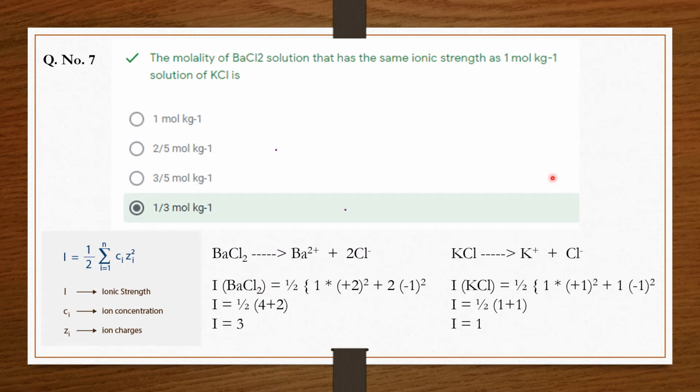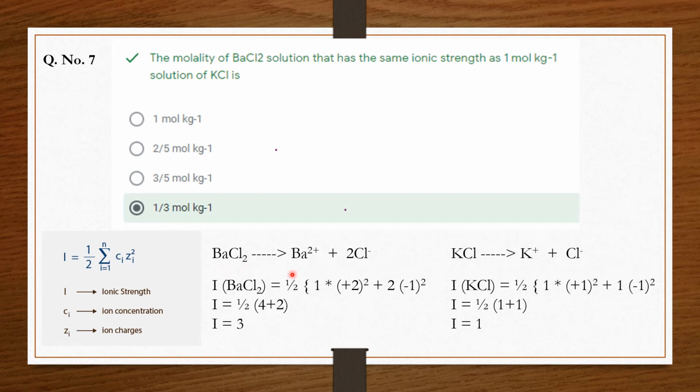And the next question is: the molarity of barium chloride solution that has the same ionic strength as that of 1 mole per kilogram solution of KCl is. So we should know the formula for the ionic strength, and the ionic strength is equal to 1 by 2 times the summation of Ca and Za square. Here Ca is the ion concentration, and Za is the charge of the ion.